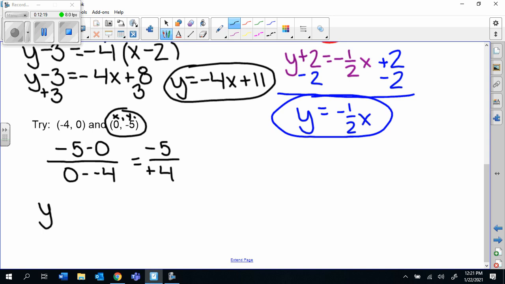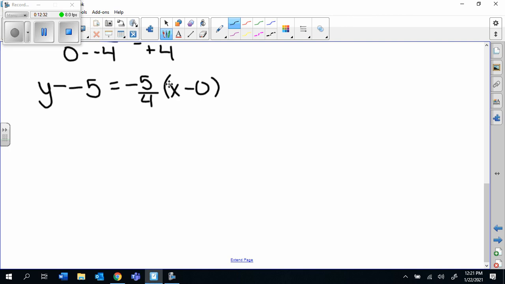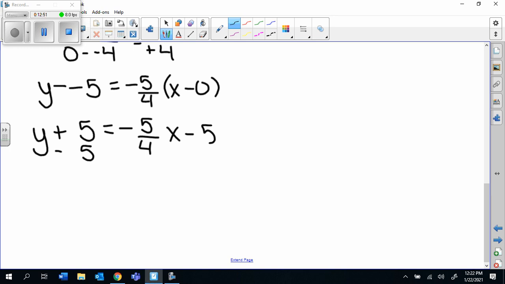And so y minus y1 equals -5/4 x minus 0. So now I don't have to distribute this fraction because that's just going to be a 0. So it's going to work out to just not have to worry about multiplying fractions, is my point there. So -5/4 x, and then -5/4 times 0 is nothing. Let's take that 5 to the other side. So y equals -5/4 x minus 5.